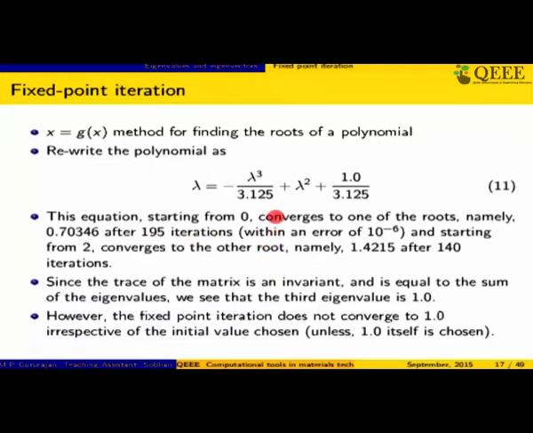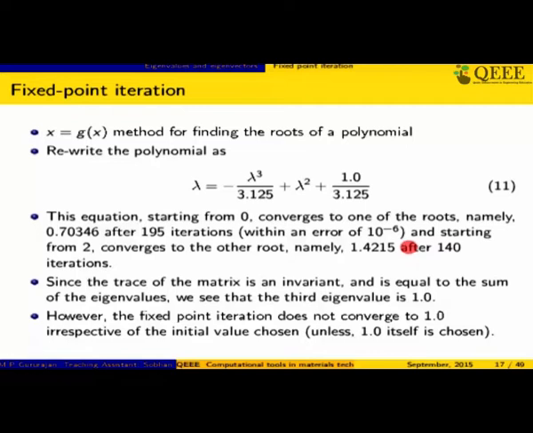So when do we stop the iteration? When the lambda that you have and the new lambda that you calculate differ only by 10 power minus 6, if you stop, then you get the solution. If you do that, you get a solution of 0.70346 after about 195 iterations. If you start with 2, that is 4, this is 8 by 3.125 with a minus sign, and then 1 by 3.125. That will give you a new lambda, and you can go on and you reach 1.4215 after about 140.